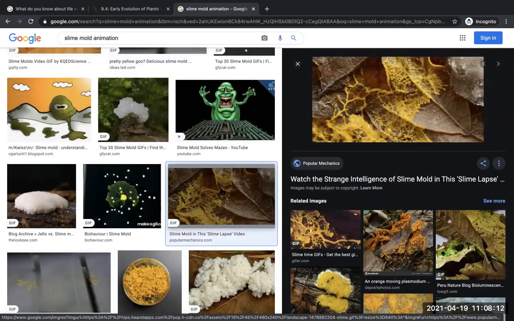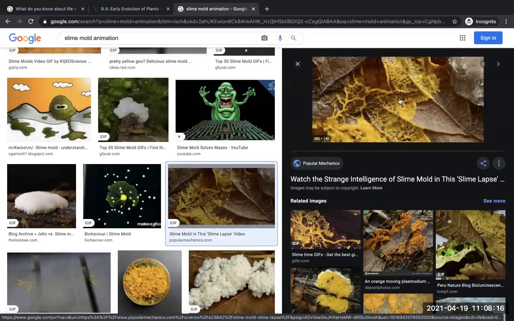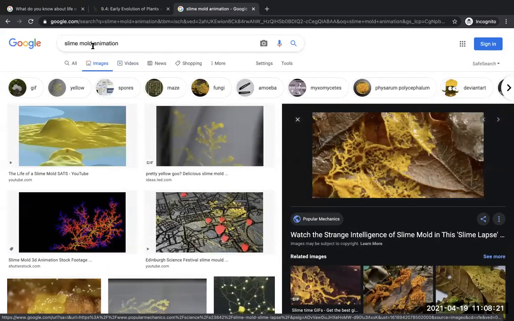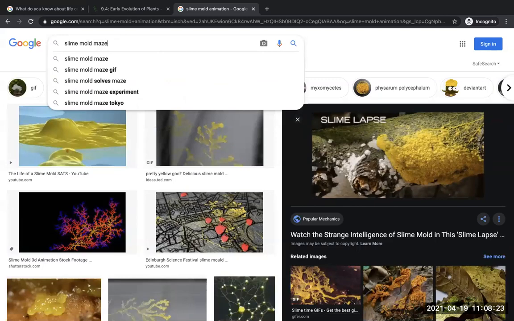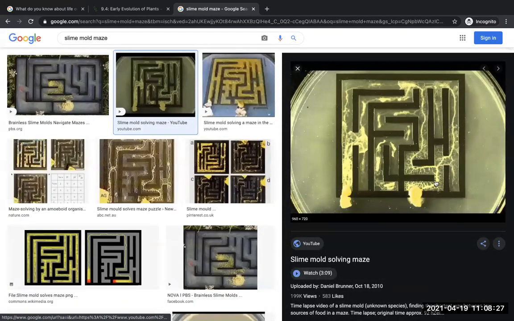This one, so it's moving and looking for food. This is time lapse for that. So it's very efficient. Another type of experiment they do with this, they can create a maze and it can go through the maze. So it's very efficient.